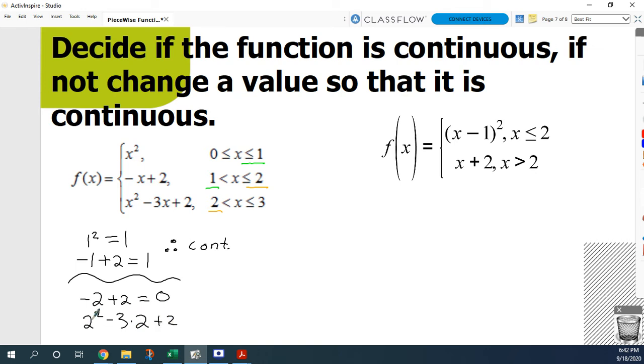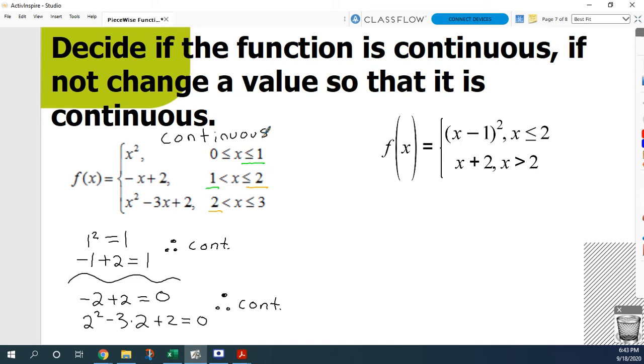So notice that we would get 4 minus 6, which gives us negative 2, plus 2, also gives us 0. Therefore, this piece is continuous as well, which means that the whole function is going to have to be continuous. And if there had been more pieces, I would just keep going until I ran out of pieces, basically. So it said to decide if it was continuous. This one was, so I don't have to do anything else. I'm done. Kind of nice.